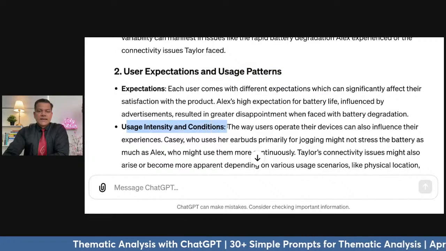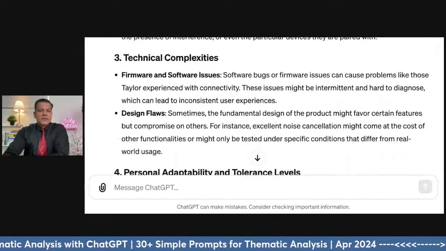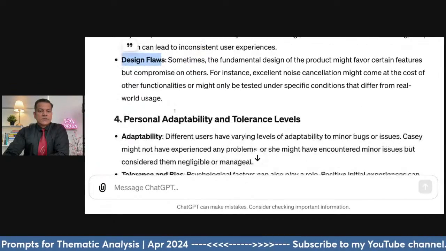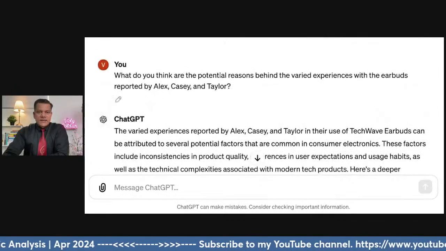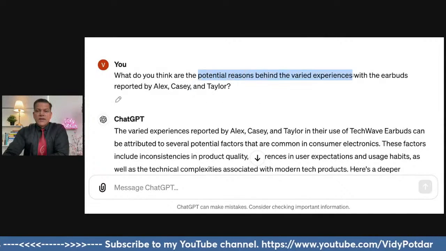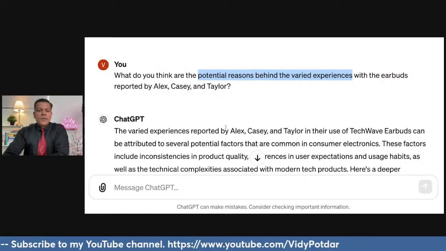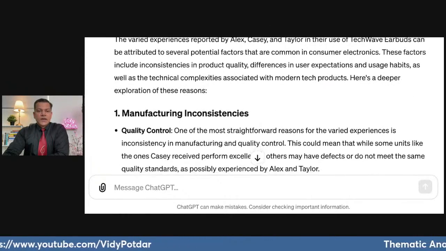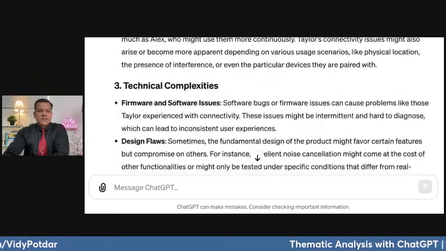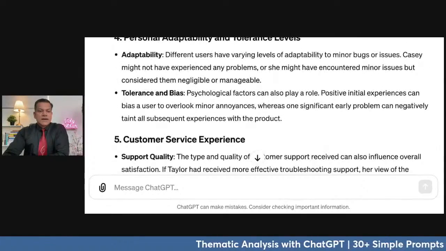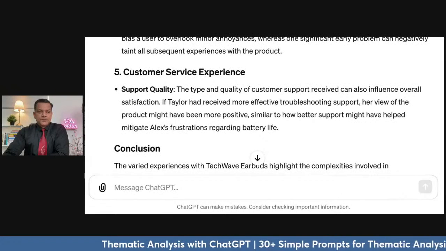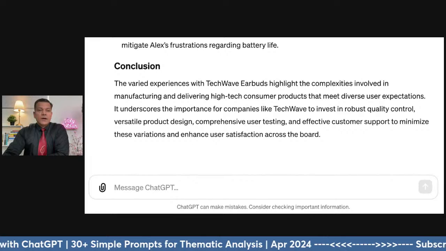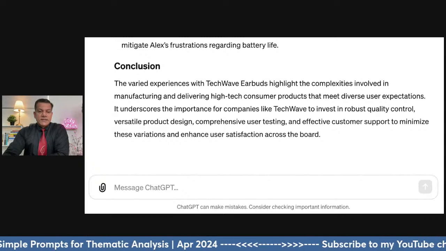Expectations, usage intensity and conditions, technical complexities, firmware, software issues, design flaws. So you can see when we are asking for potential reasons behind varied experiences, this is actually imagining. ChatGPT is now thinking of what could be the possible reasons for this, and it has come up with all these suggested issues. So this can be a very powerful way to infer, and shows how to use ChatGPT.